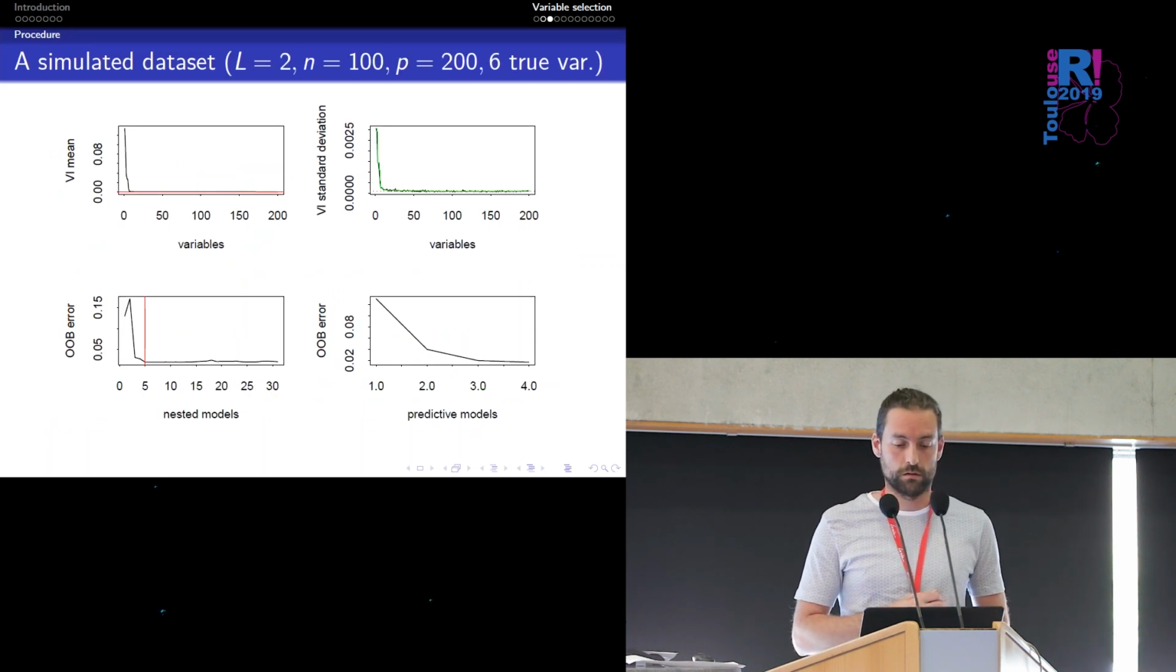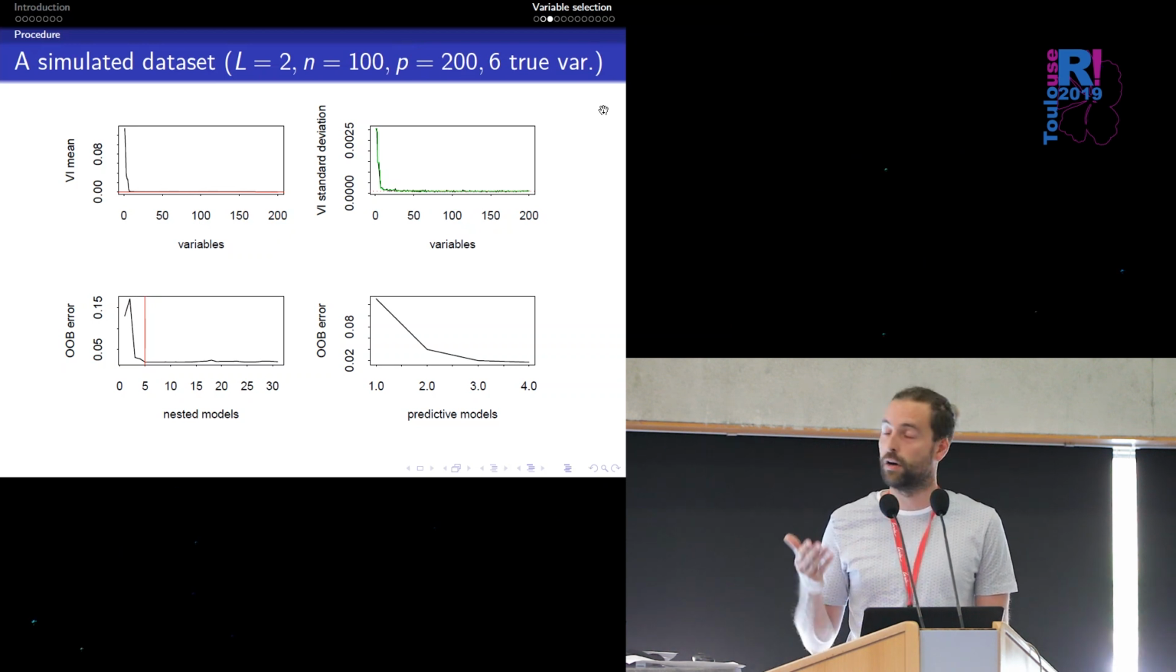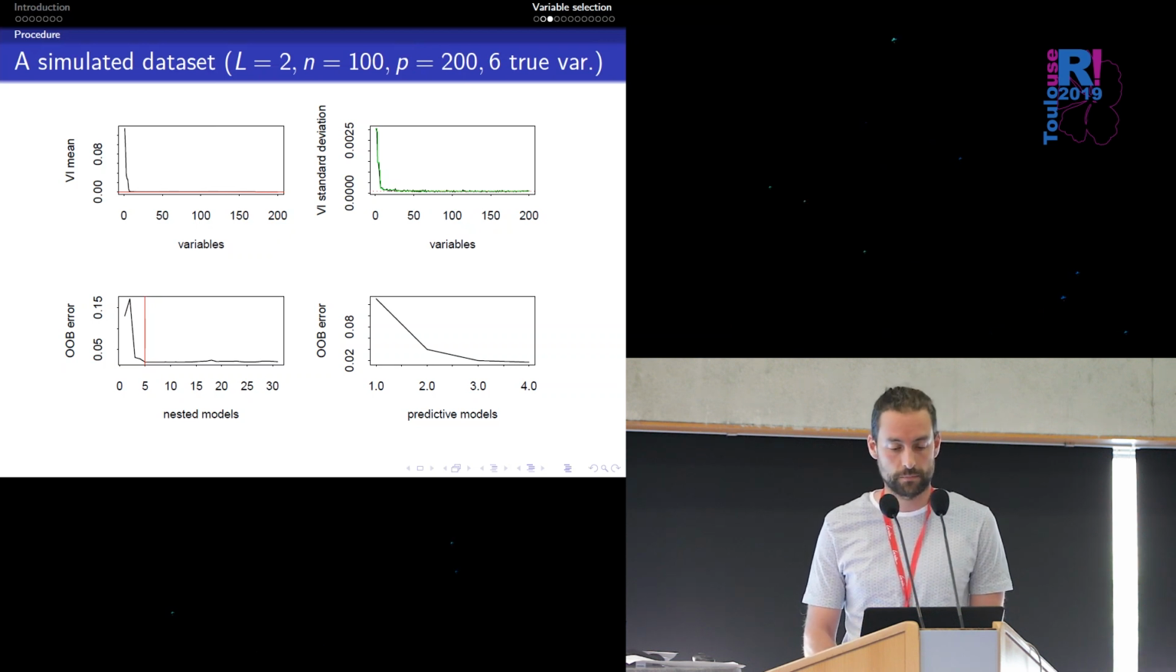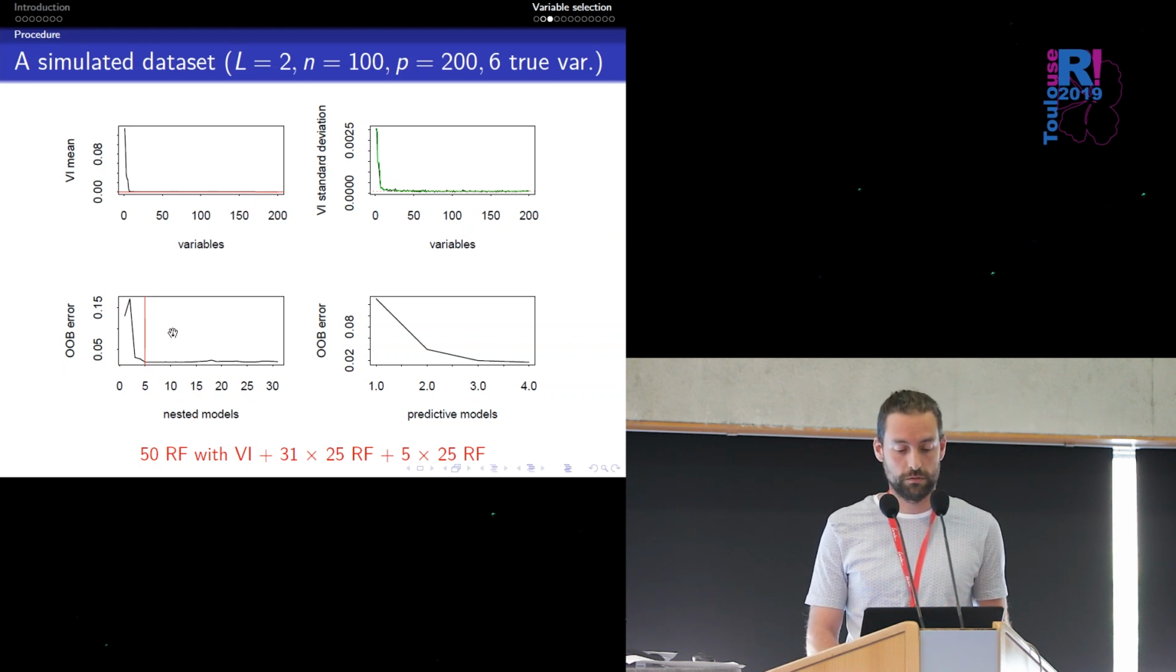So this is a standard output of VSURF on a simulated data set. I have a two-class supervised classification problem, 100 observations and 200 variables, and 6 variables which are effectively linked to Y. I won't go into lots of details about the procedure, but when I run the VSURF function by default, it starts by computing 50 random forests with a variable importance computation to get the VI mean and VI standard deviation on the first top graphs.